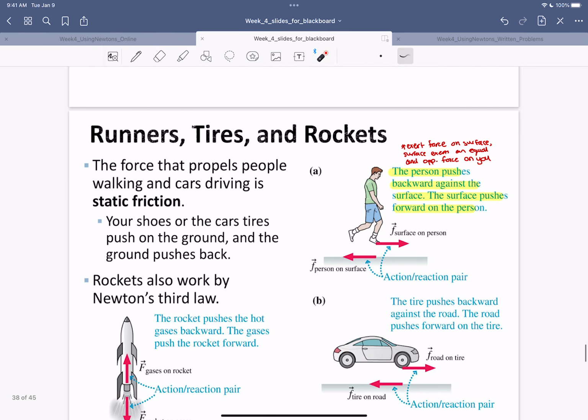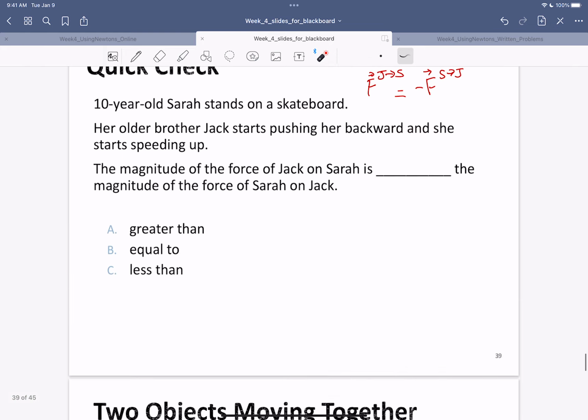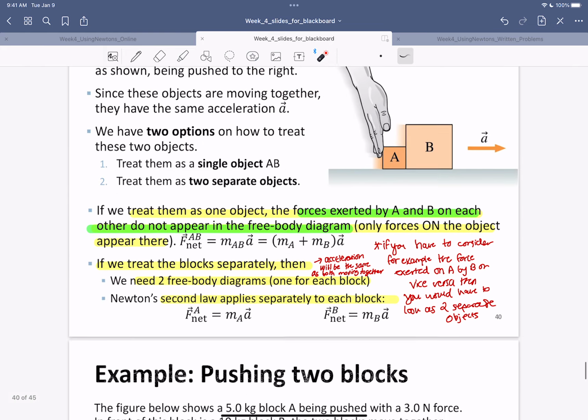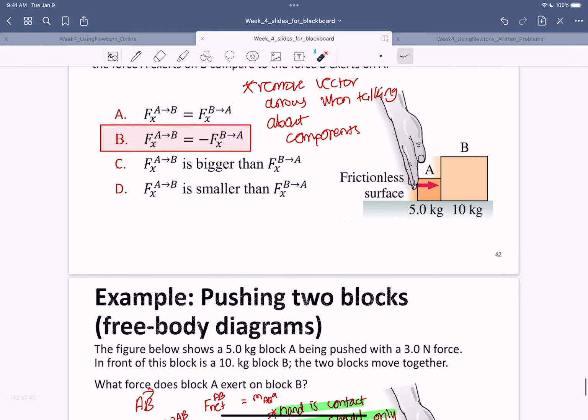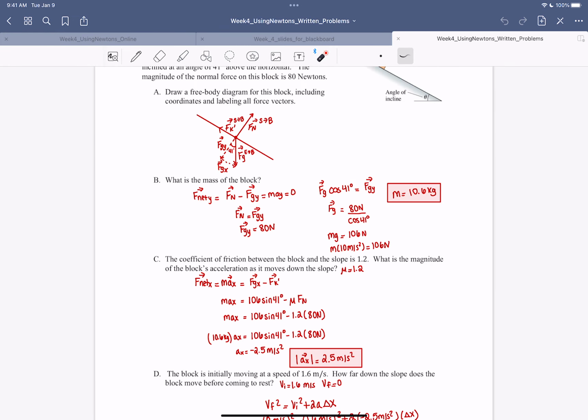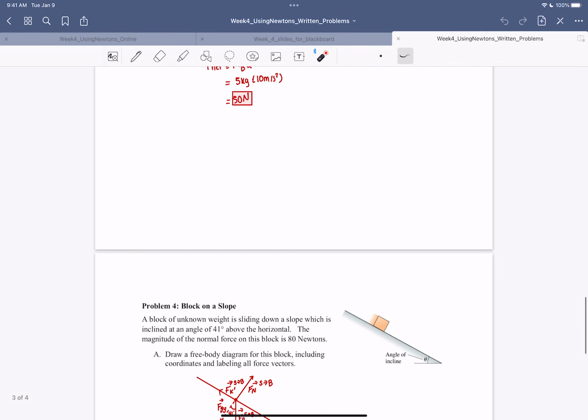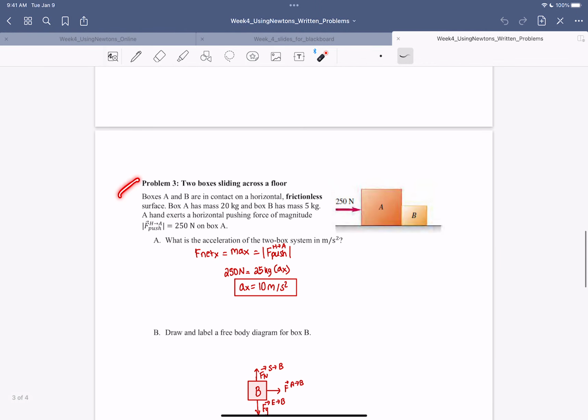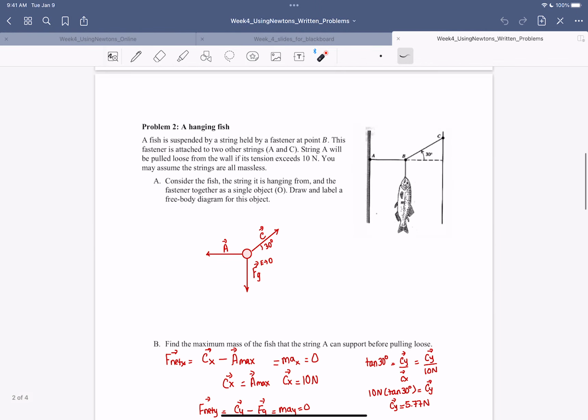But yeah, this is more static friction stuff. This is more of the objects moving with each other. But that's it for what to review on the slides. For the written homework problems, like I said, I would make sure to really review problem 3 again, because it's those two boxes.